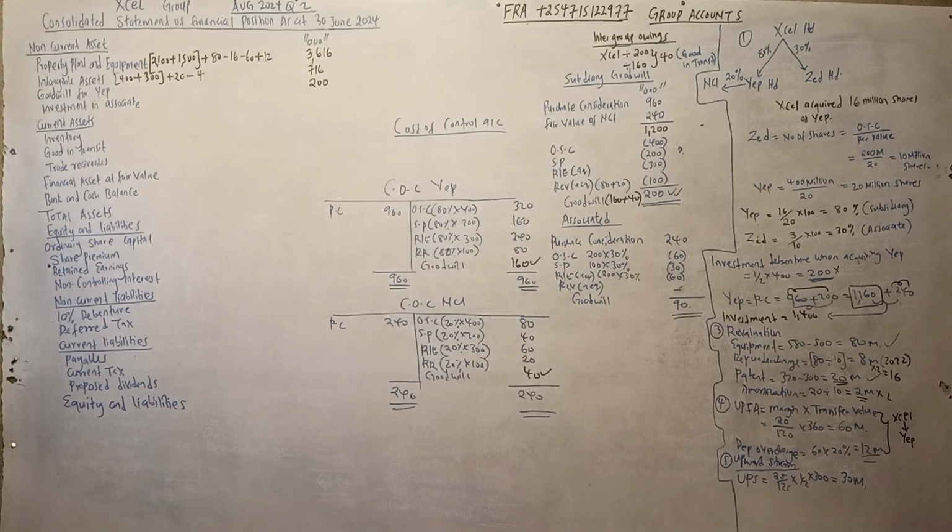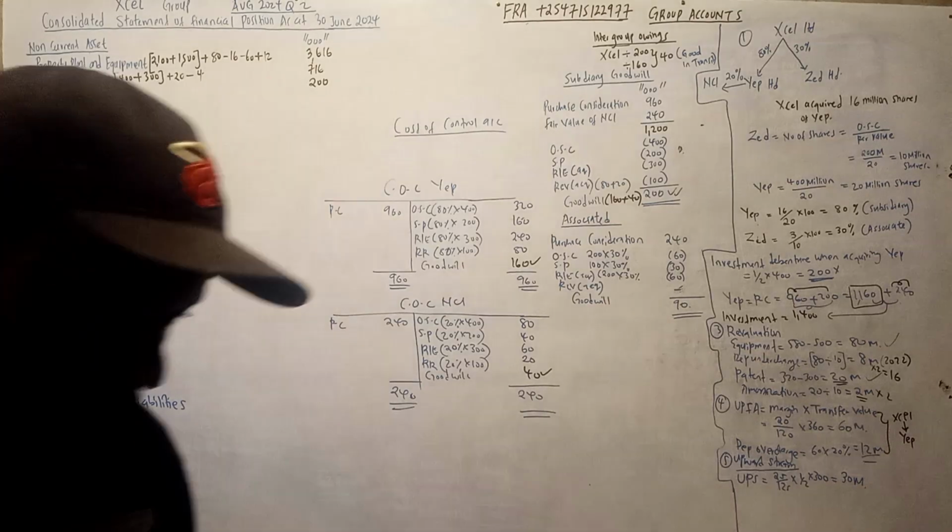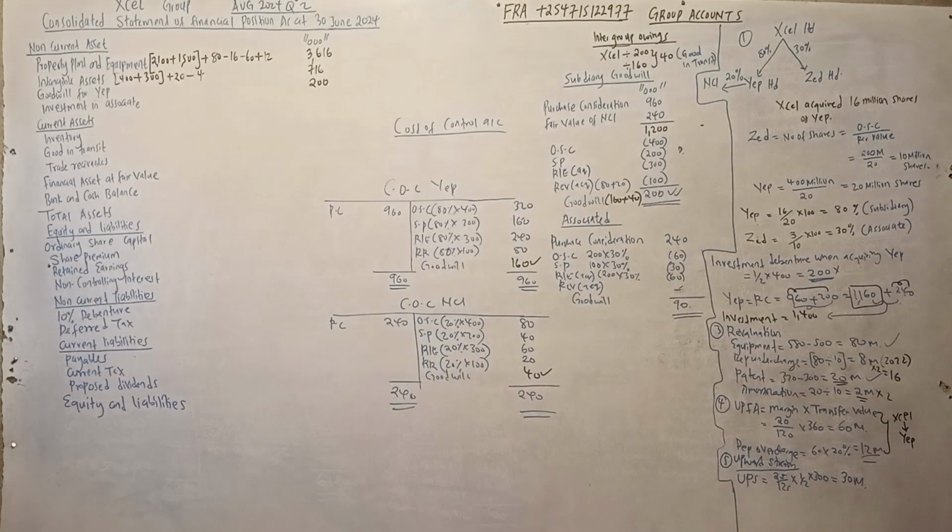16. Then we need to do working for investment in associate. We can do it, I think. That's why it does not have a lot of working. Investment in associate. So let us do the investment in associate. We shall use the 2 methods.